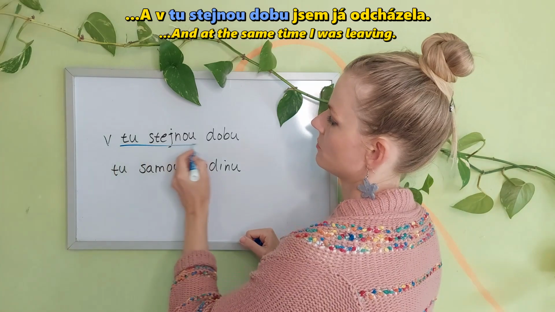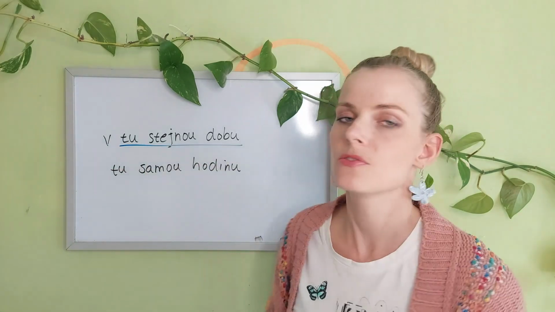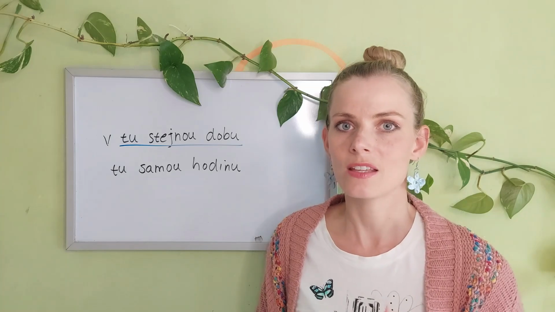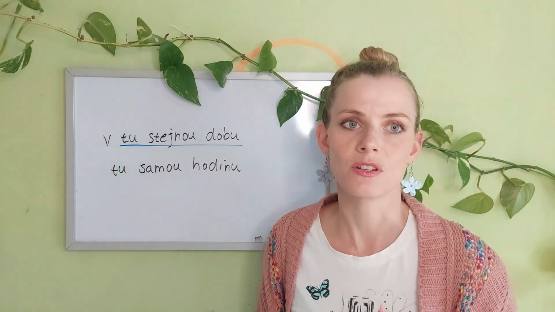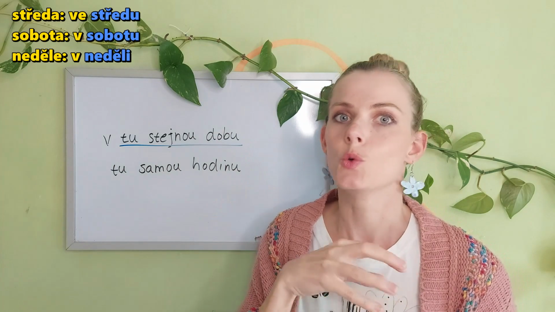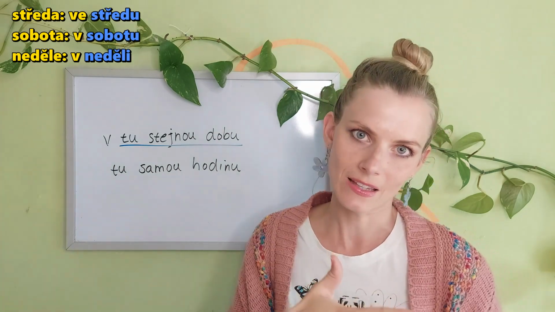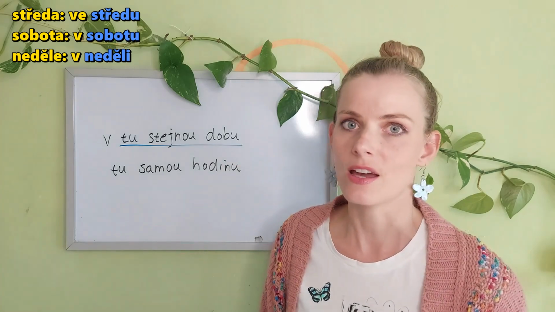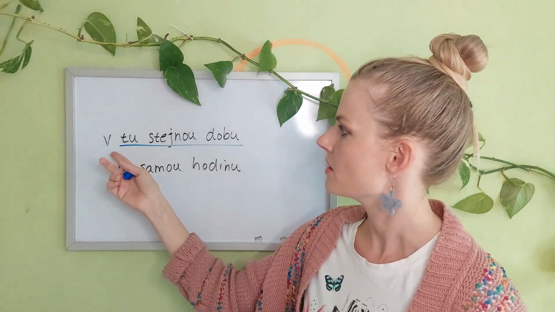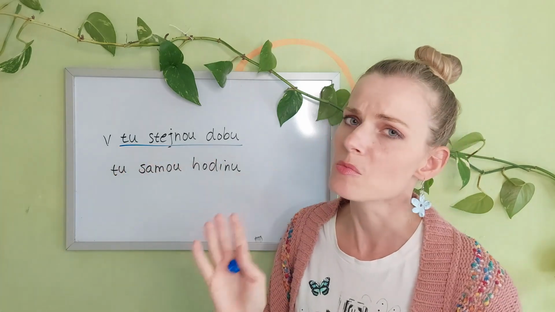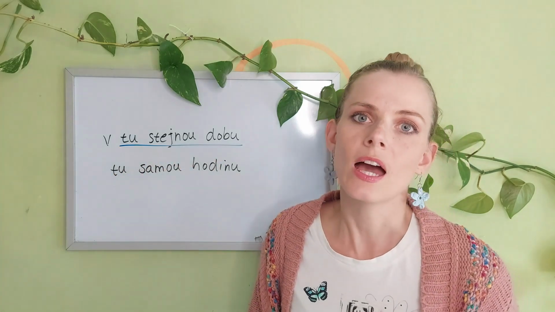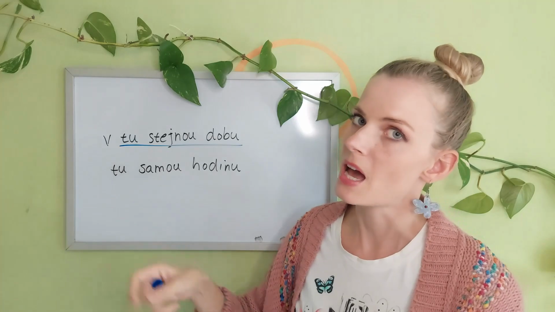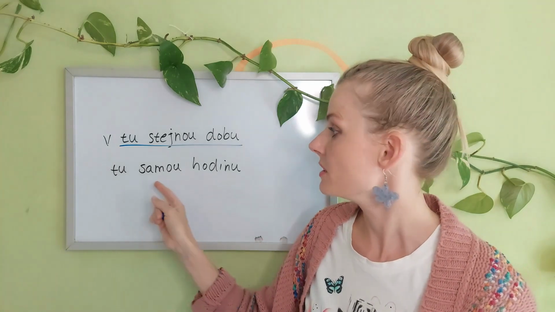Here we have the help of the preposition v, and if you remember the days of the week, for example, they are also in the accusative case with v preposition. V pondělí, v úterý, ve středu, v sobotu, v neděli. Ve středu, v sobotu, v neděli, that's where we can clearly see it's in the accusative case. And same is here. V tu stejnou dobu, at that same moment, or if you wanted to say at that same hour. Tu samou hodinu, you could also add v, but here we commonly leave it out.